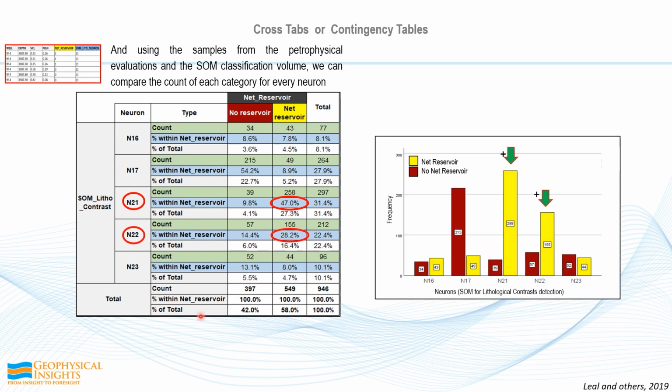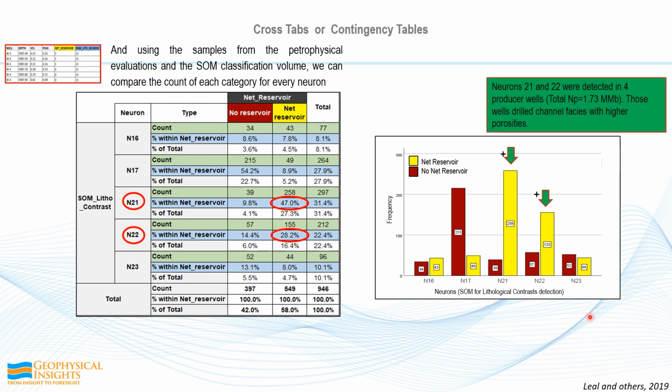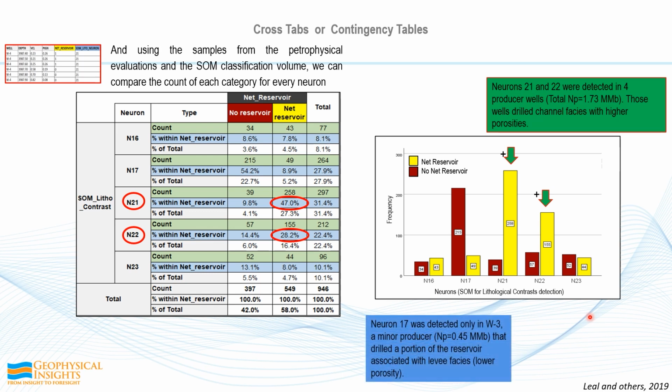Here we have it shown as a histogram, so we can see our 5 neurons of interest that we identified through our visual QC, and we can see how those plot out in the histogram table. And once again, neurons 21 and 22 appear to have the best reservoir. And neuron 17 was only detected in well 3.